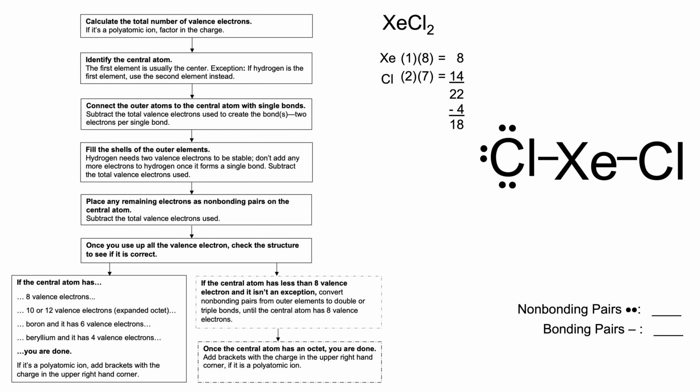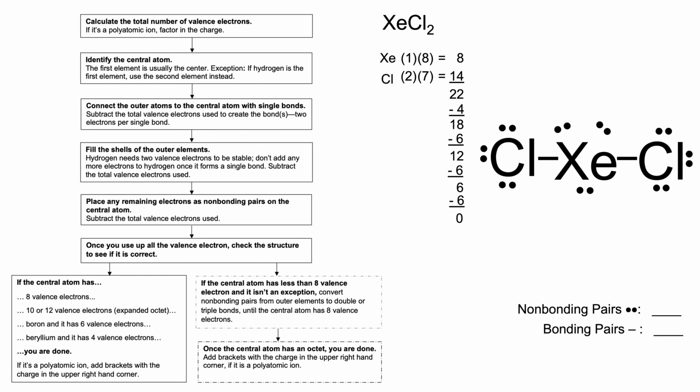I'm going to go through and fill the shells of those outer elements. And now I have 6 valence electrons left over. So I'm going to place those 6 valence electrons on the central atom as 3 non-bonding pairs. And I'm making sure that it's very clear that there's 3 separate non-bonding pairs on that central atom.